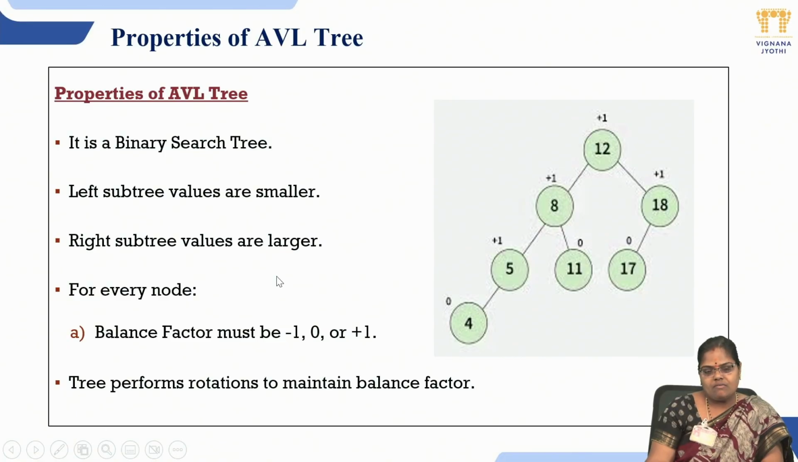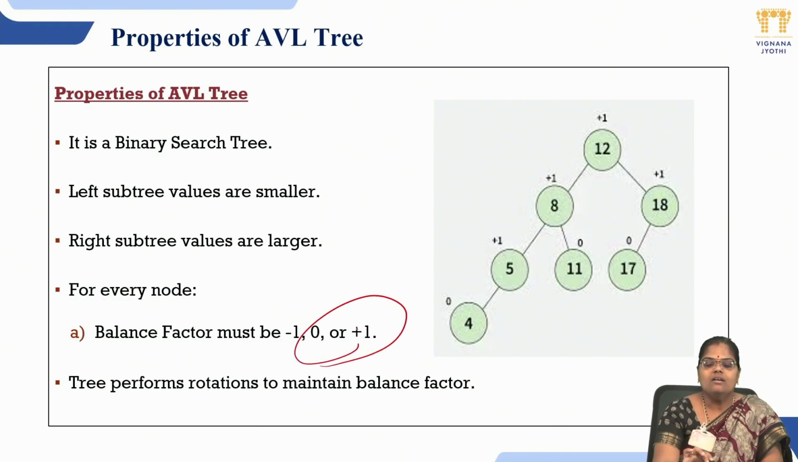Now coming to the properties of the AVL tree, since it is a binary search tree, it also possesses the same properties of the binary search tree, that is, it should be a binary tree with either 0, 1, or 2 children, and the left subtree values are smaller and the right subtree values of the root node are larger. And with respect to AVL tree, the special property is that every node will have a balance factor which is -1, 0, or +1. If you observe this diagram, every node has been associated with a balance factor which will be either 0, +1, or -1 accordingly. So this property has to be satisfied by the AVL tree.